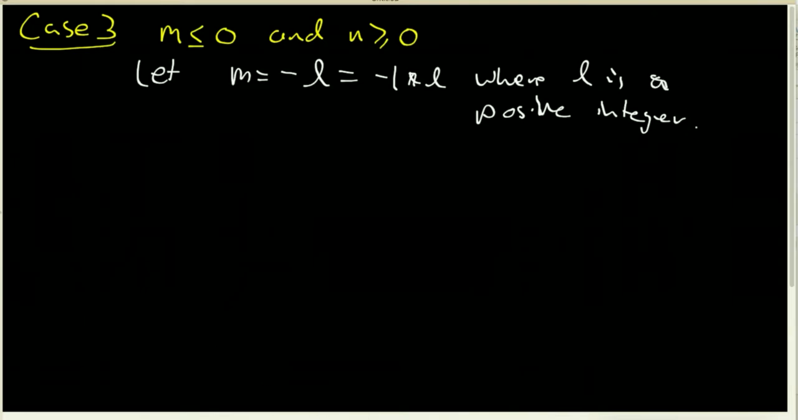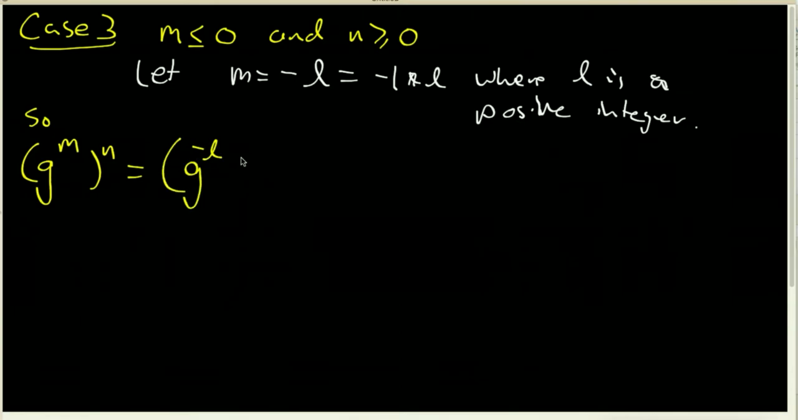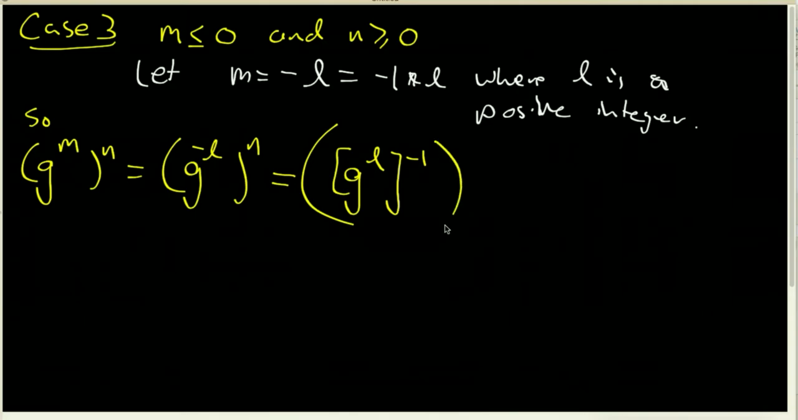So what's going on in this case? g^m raised to the n is now going to be g^(-L) raised to the n. But I know how to deal with g^(-L). g^(-L) is just (g^L) raised to the negative 1, and then I'm going to raise that to the n. And this is my lemma kicking in.